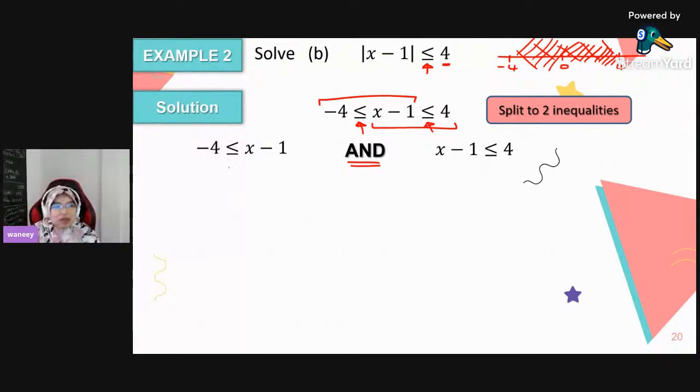Okay, so now -4 less than or equal to x minus 1. Like I told you before, I don't like having x on the right hand side. So let us flip them.